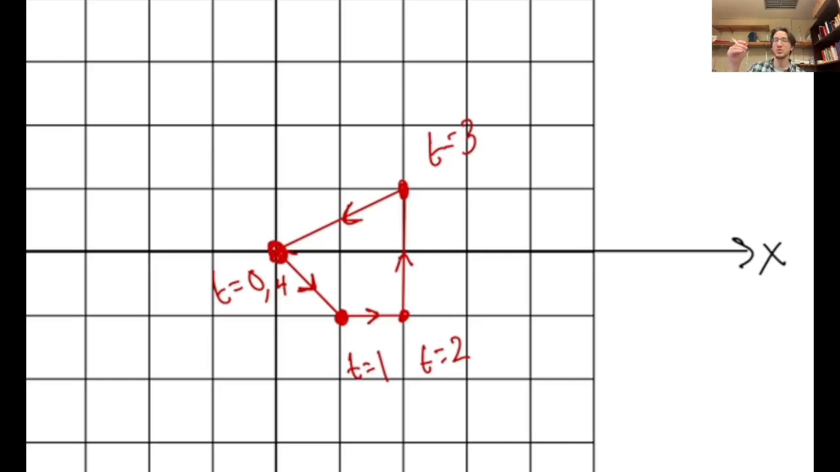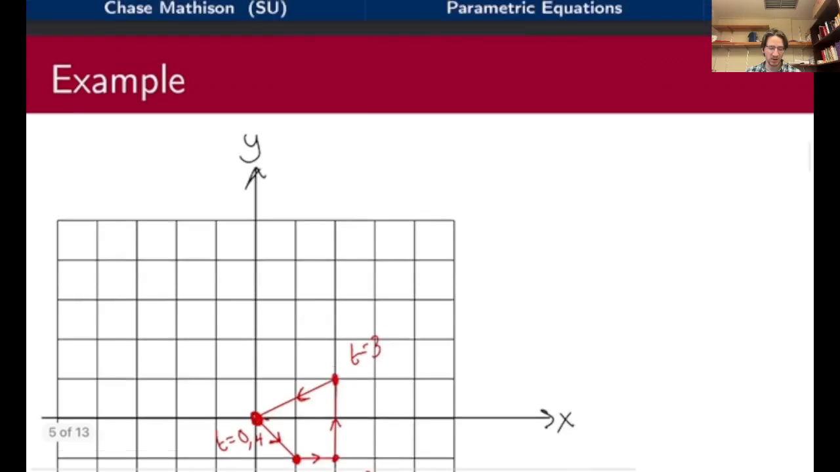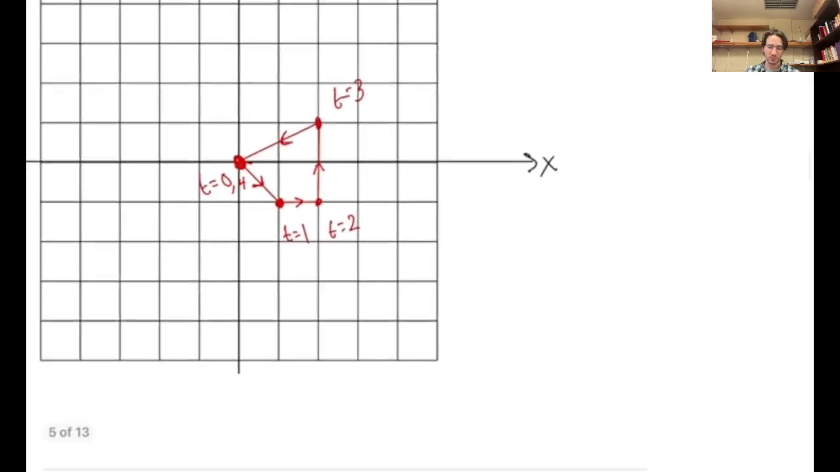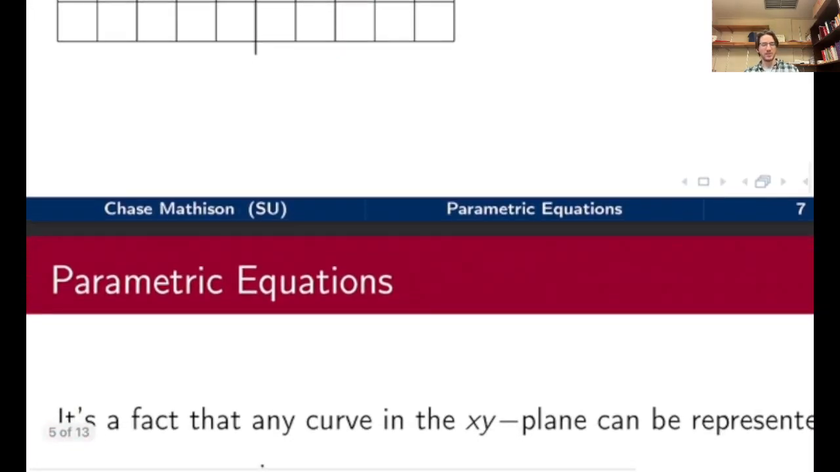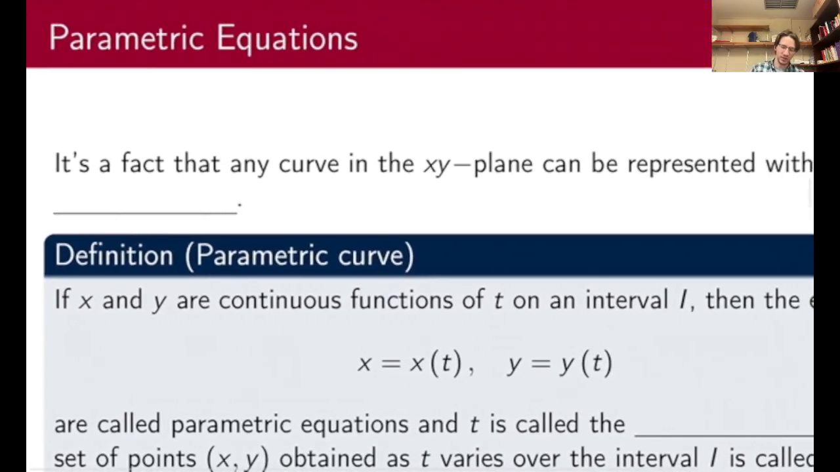X and Y both depend on some other parameter, t. As that parameter t increases, we have a natural orientation that this curve follows. Okay. So that's how we plot those points. And again, assuming we travel in straight line paths, there we go. There's the graph of our position at any time t. All right, so it is a fact that any curve in the xy plane can be represented with parametric equations.